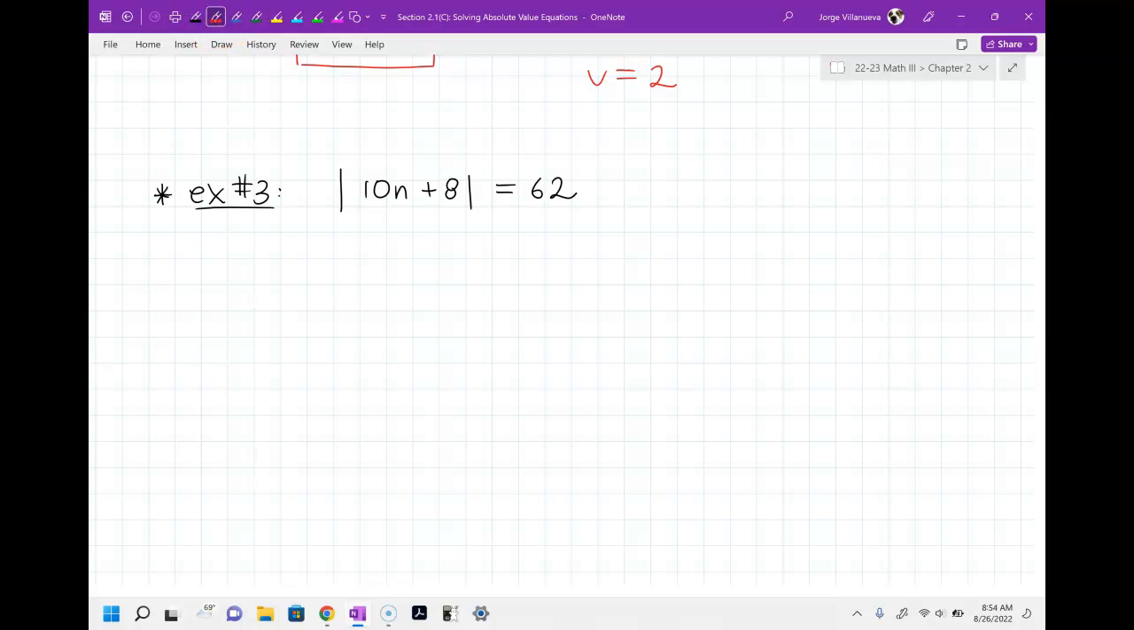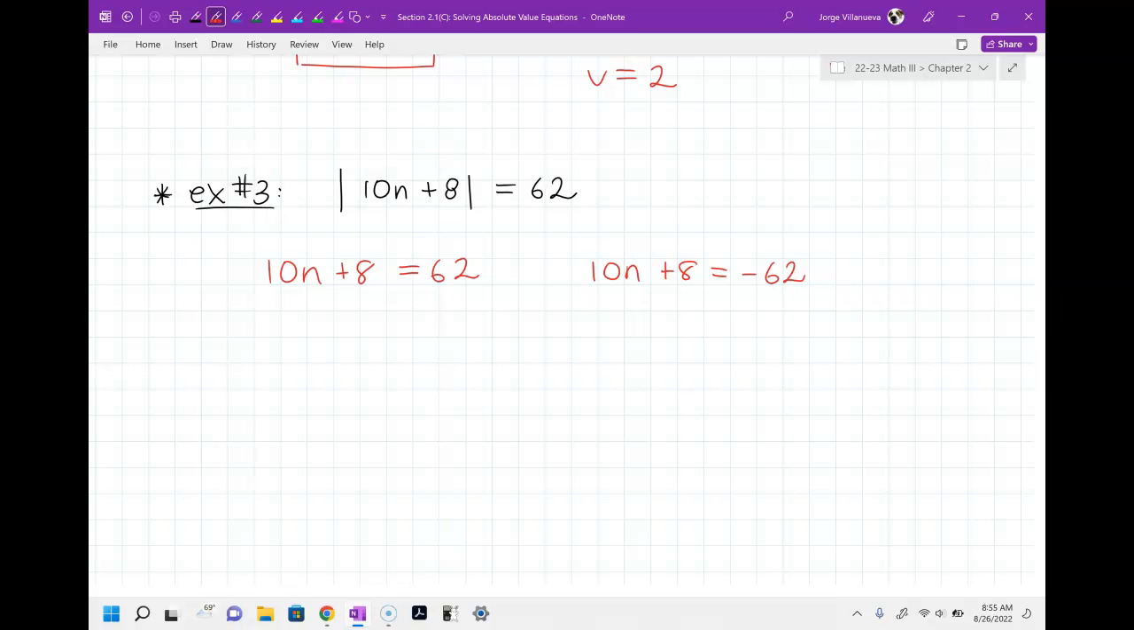Two pieces. One of them is going to say 10n plus 8 equals 62. What's the other one going to say? Anybody tell me? There you go. That's the only change. Just a little minus sign. Now remember, you're supposed to flip that equal sign, but it doesn't do anything, so just leave it alone. But there's supposed to be a minus there. And now just solve two equations.